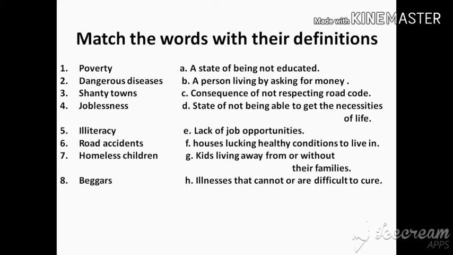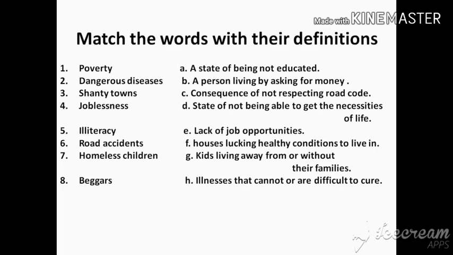So here you are supposed to match the words with their definitions, right? So let's read the words and the definitions, right? So number one, we have poverty, we have dangerous diseases, shanty towns, joblessness, illiteracy, road accidents, homeless children, and finally, beggars. And for the definitions, A, we have a state of being not educated.